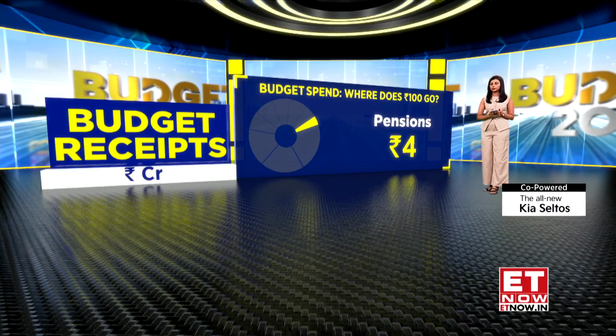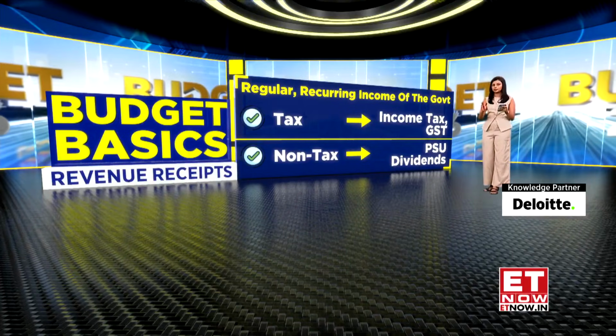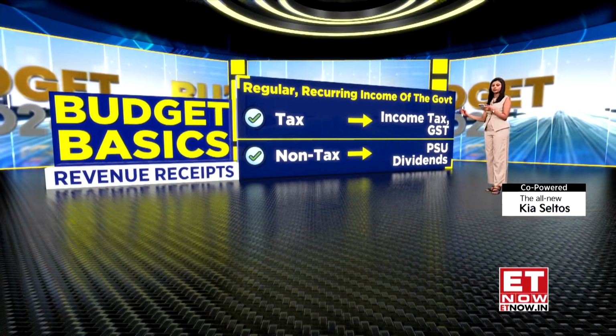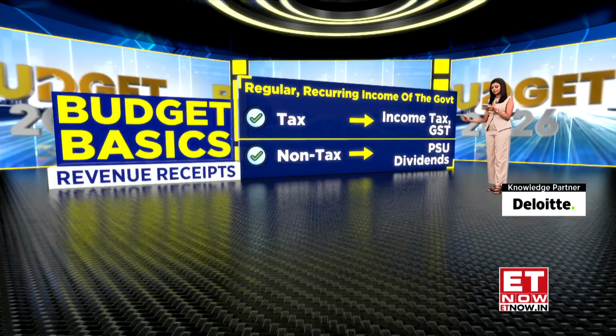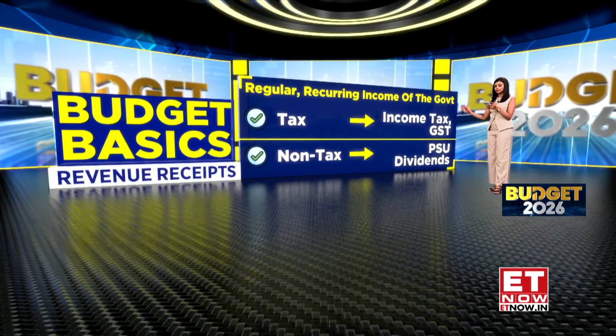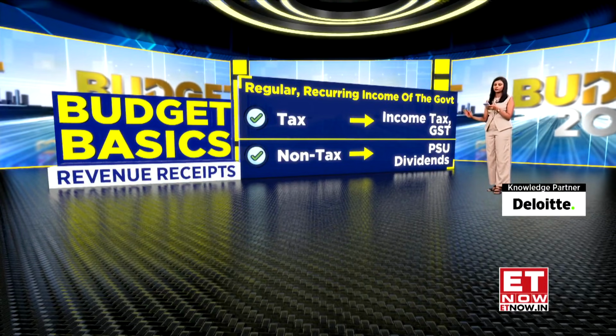Let's understand some important terms, six very important terms to know to understand what the income and expense look like. Let's talk about revenue receipts, the regular recurring income of the government. They neither create a liability nor reduce any government assets, and this includes income tax, GST, and non-tax revenue, that's dividends and profits from PSUs.